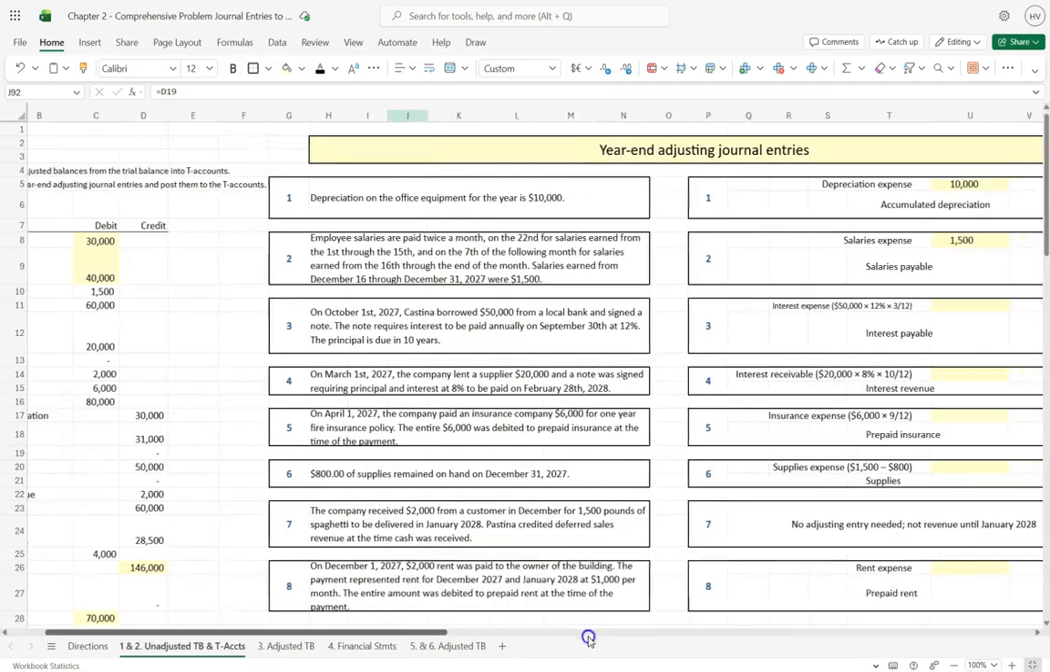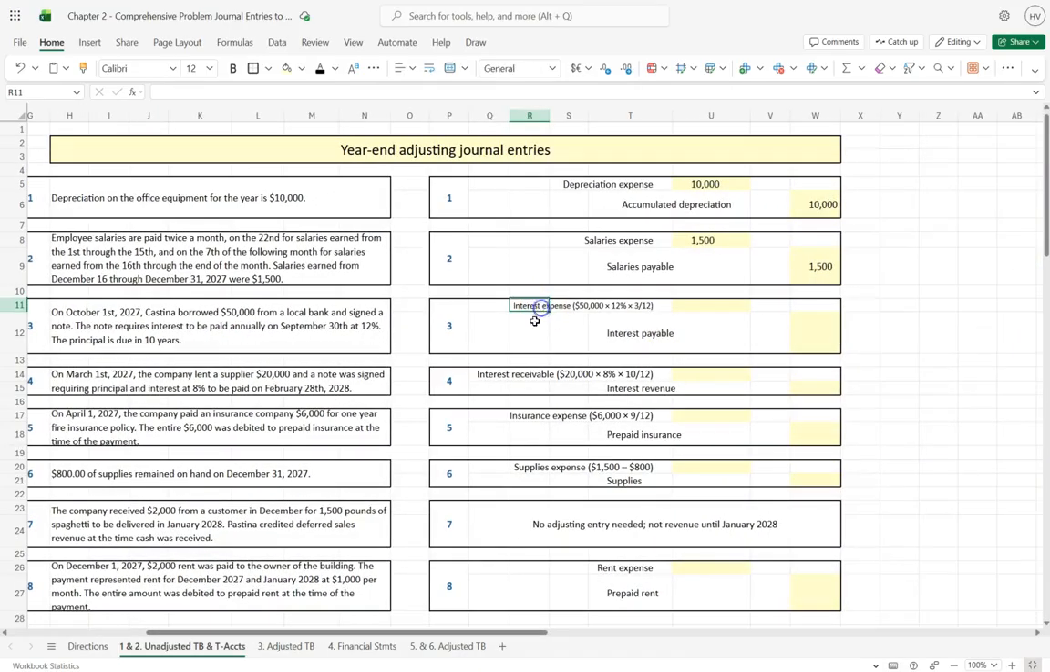So for 3 months, I'm going to take my interest expense: the principal balance of the note, which is $50,000, times the annual interest rate, which we're given as 12%. But as of 12/31, meaning December 31, I only owe 3 of the 12 months' worth. So I'm going to multiply that by 3/12, and that gives me $1,500. I'm going to debit interest expense for $1,500 and credit interest payable for $1,500 because that's what I owe.